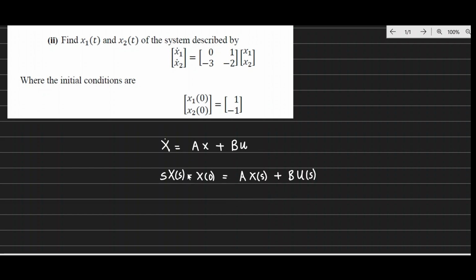Now, as you can see, a problem here. The matrix given here is matrix A, isn't it? We do not have matrix B, right? There's no matrix B here, meaning the input is equal to 0. So this is under a natural condition, isn't it? So we are going to let u equal to 0 because, as you can see there, we don't have an input. So we have s x of s minus x of 0 equal to A x of s.